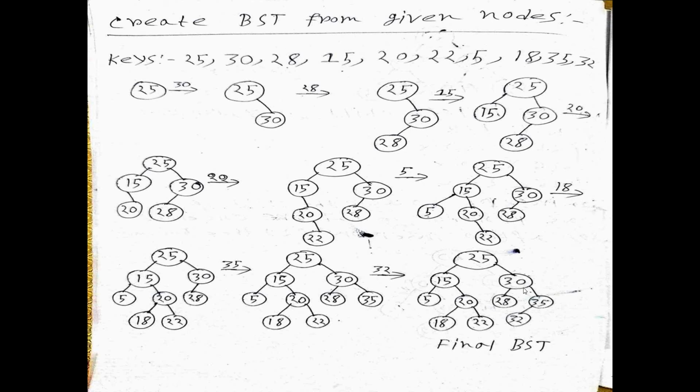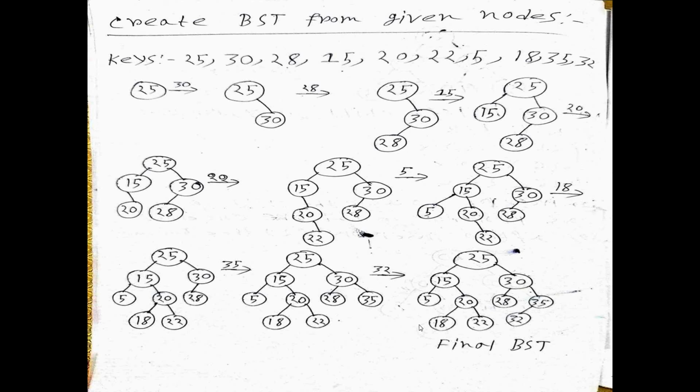Now again, what is the right child of 30? 35. Compare 32 and 35. 32 is lesser than 35. That means 32 becomes the left child of 35. So this is the procedure. This is our final binary search tree.